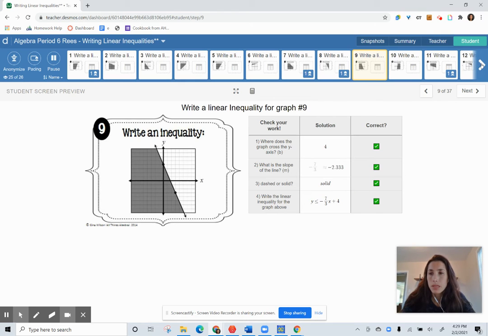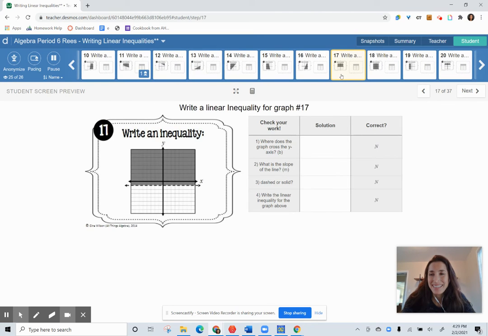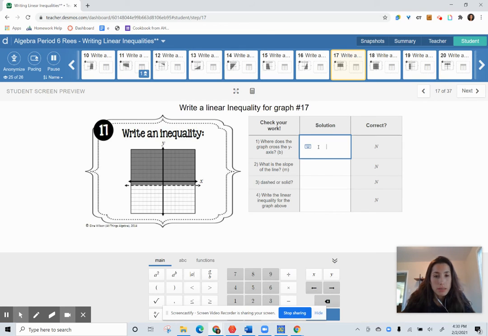Okay. And there's another question that I know students were curious about, and that was 17 through 20. So I'm going to go over 2 of these with you. I'll go over 17. This is a y equals graph, or a y is less than greater than graph. So it crosses the y-axis at -1.